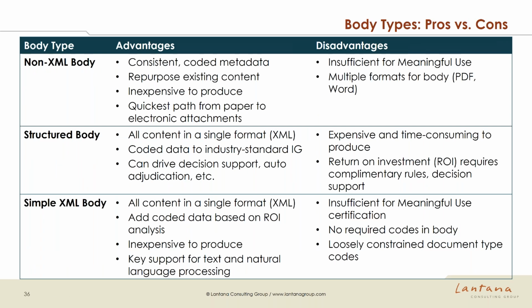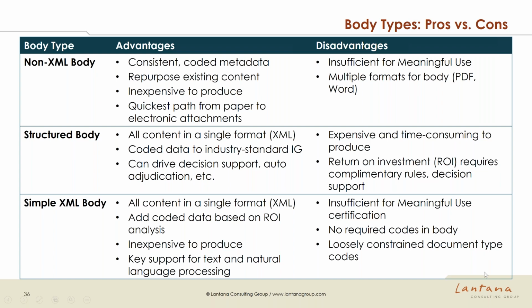So, pros and cons of each of the various body types. For the non-XML body, key advantages, actually the first bullet is an advantage of all the body types, and that is consistent coded metadata. All of these use the US Realm header, and so therefore they all benefit from that. I didn't list it on all of them though.